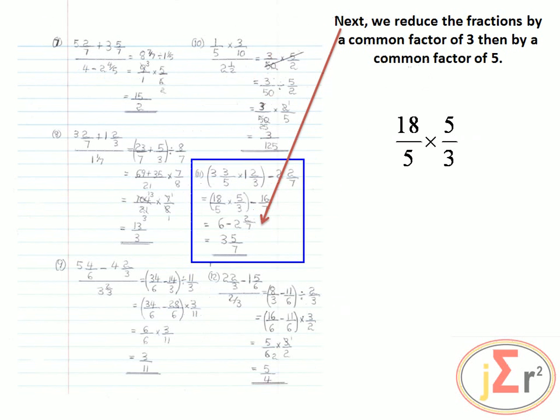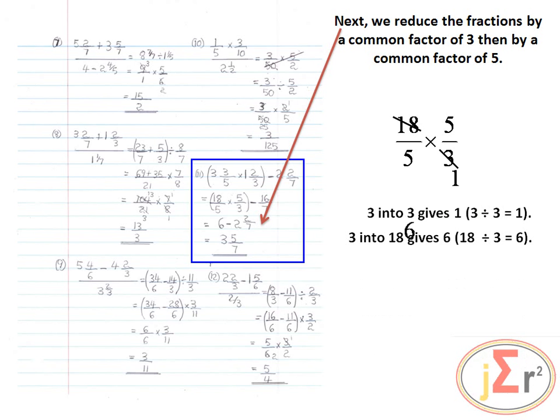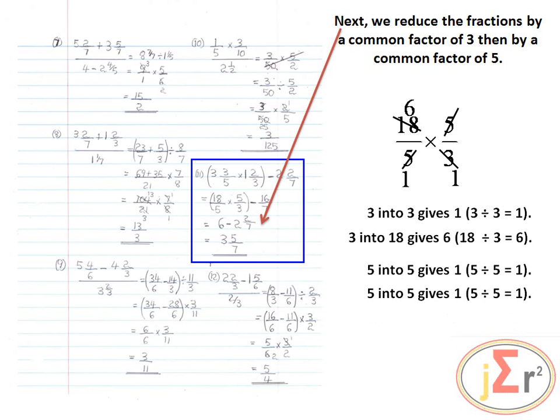So we have 18 over 5 multiplied by 5 over 3, and we will reduce that by a common factor of 5 and by a common factor of 3, but 3 goes first. 3 into 3 is 1, and 3 into 18 is 6. Then of course 5 into 5 is 1, and 5 into 5 is 1. There. And all that is left is for us to multiply the numerators and the denominators.